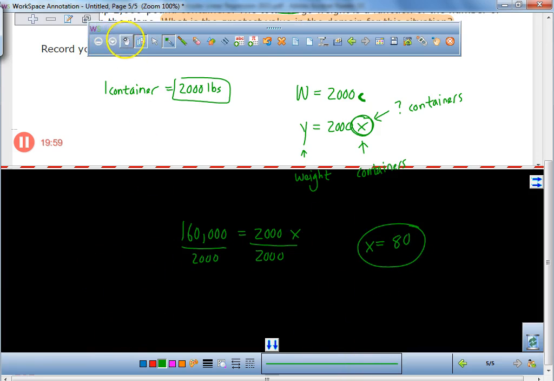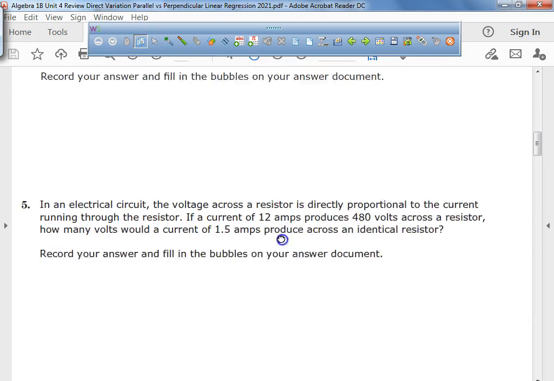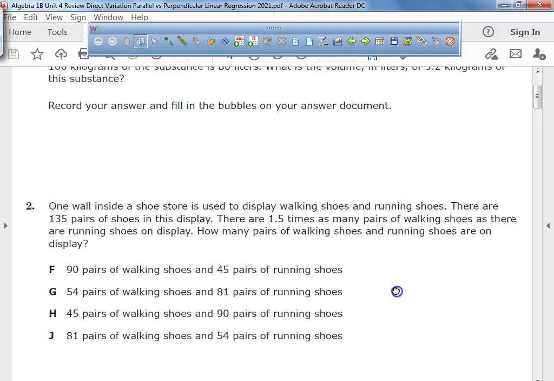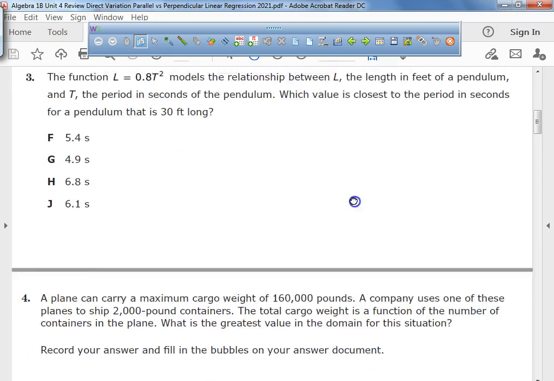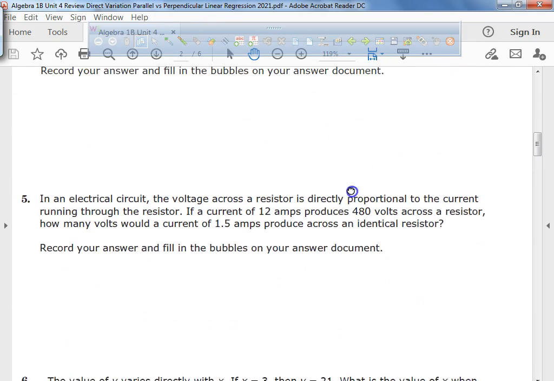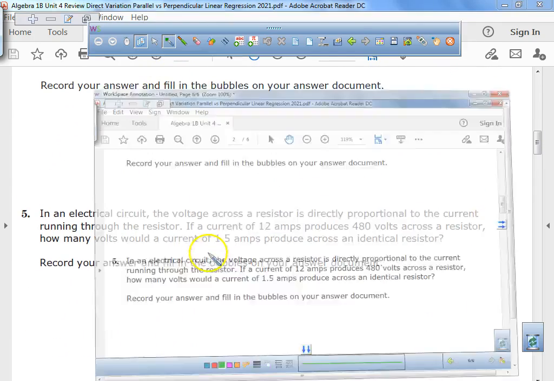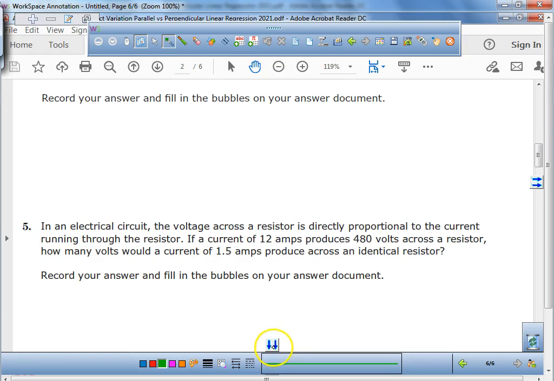So, next problem. Good luck. Next problem. Guys, I want you to understand, number 5 and number 1 are literally the exact same type of problem. So see if you guys can do number 5 on your own. Now, you can watch what I do. I'm not going to give you the answer, okay?